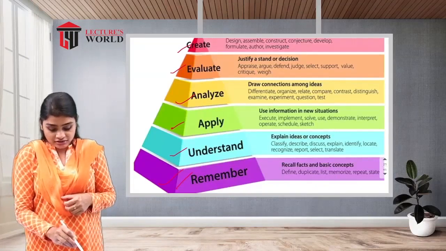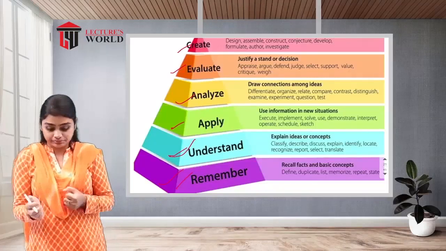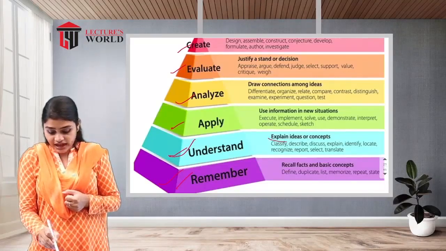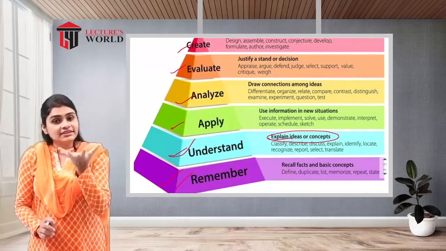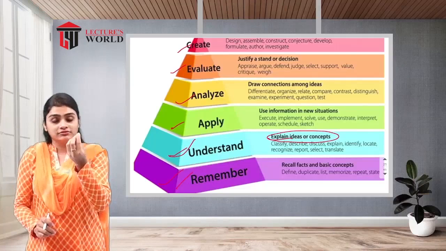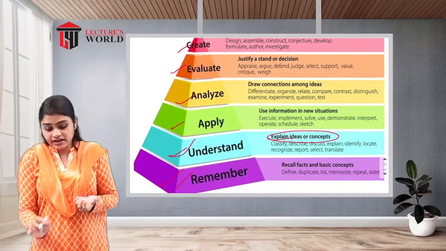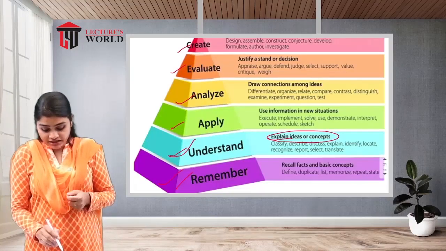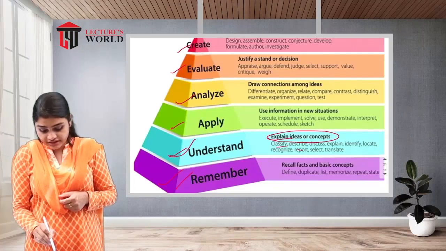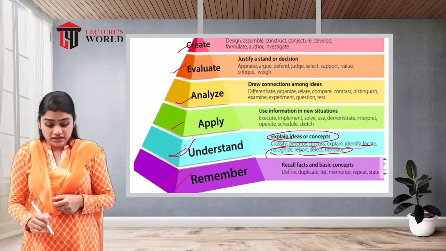After that, the other thing is your understand, as we have discussed earlier, understanding all the things. That means explain ideas or concepts: what information we have gathered and what exactly that information tells us, or what is the meaning of that information. That is your ideas or concepts. For that understanding we have the keywords: classify, describe, discuss, explain, identify, locate, recognize, report, select and translate. So these all are the keywords.